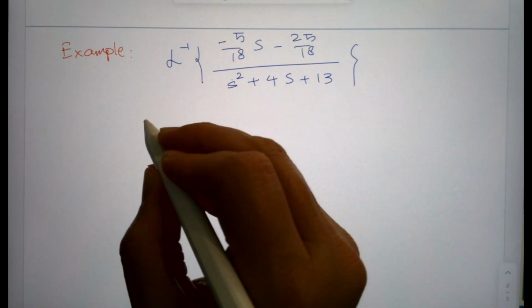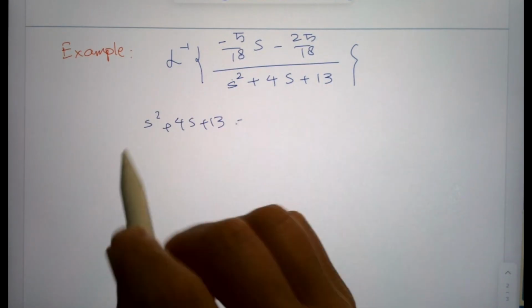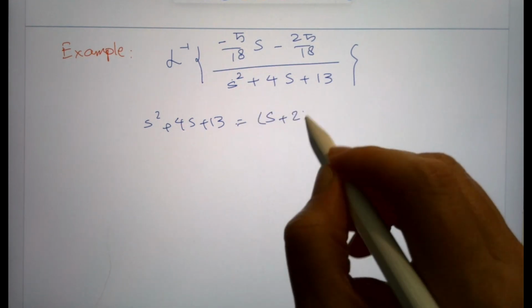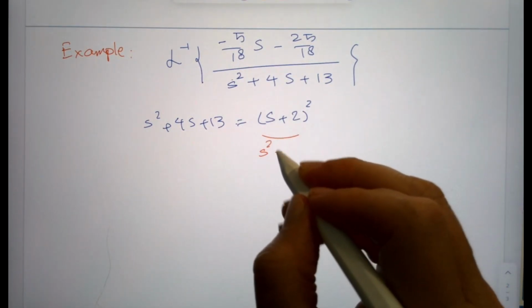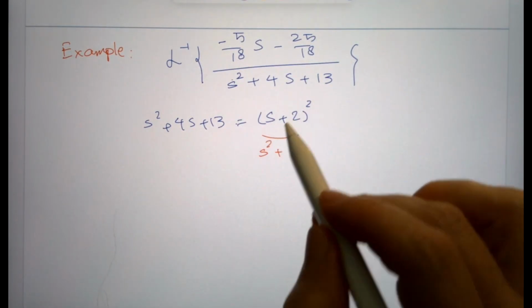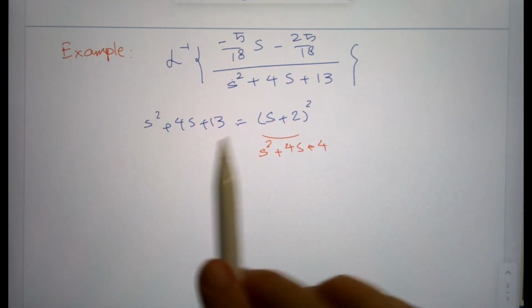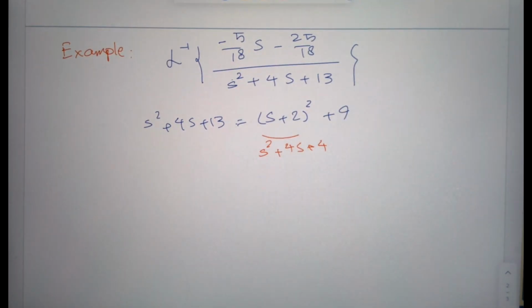So completing the square gives me s squared plus 4s plus 13 is equal to s plus half of 4, which is 2, to the power 2. Let's figure out what that is. It's s squared plus 2 times 2 times s, 4s, plus 4. That is lacking 9, so I have to add 9 in here, so the two sides of the equation are the same.